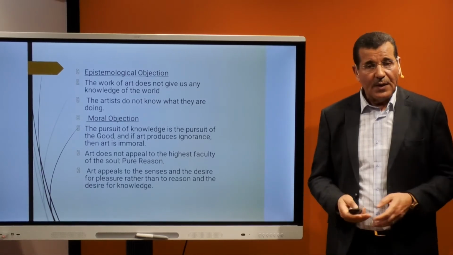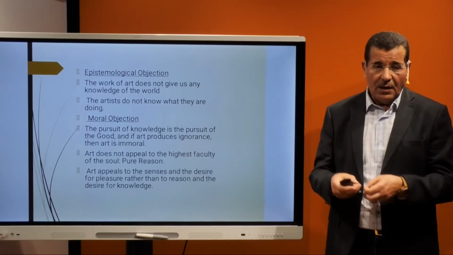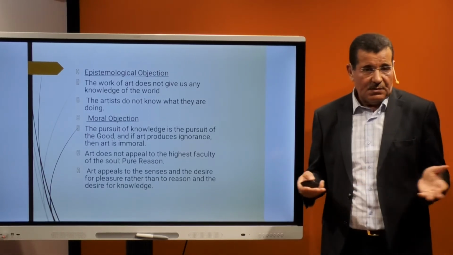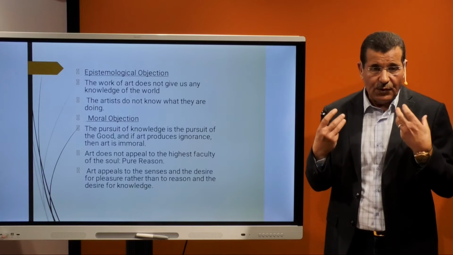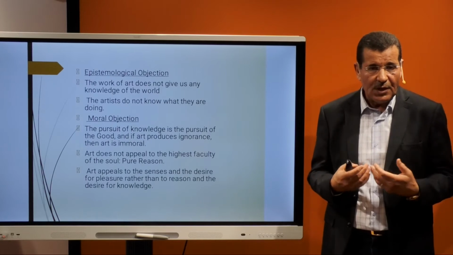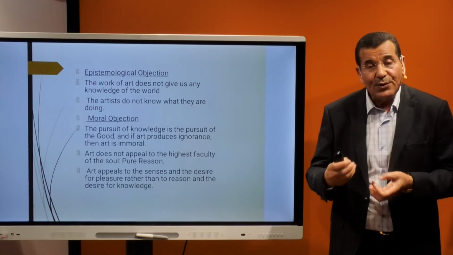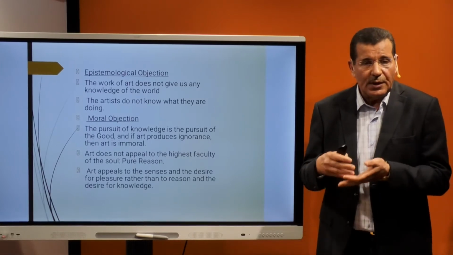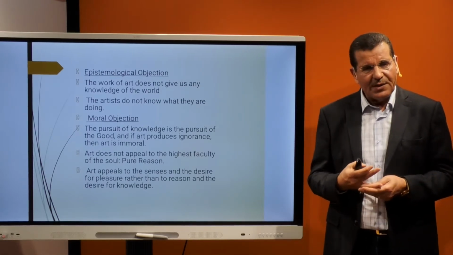Also, since I talked about censorship, his moral objection lies on the fact that the pursuit of knowledge is the pursuit of the good. And if art produces ignorance, then art is immoral. And for him, art does not appeal to the highest faculty of the soul, that is pure reason, and it only appeals to the senses and the desire for pleasure, rather than to reason and the desire for knowledge. So according to Plato, as a philosopher, the pursuit of truth and knowledge is a priority. That's why he attacks art and artists, because it appeals only to desires and pleasure.